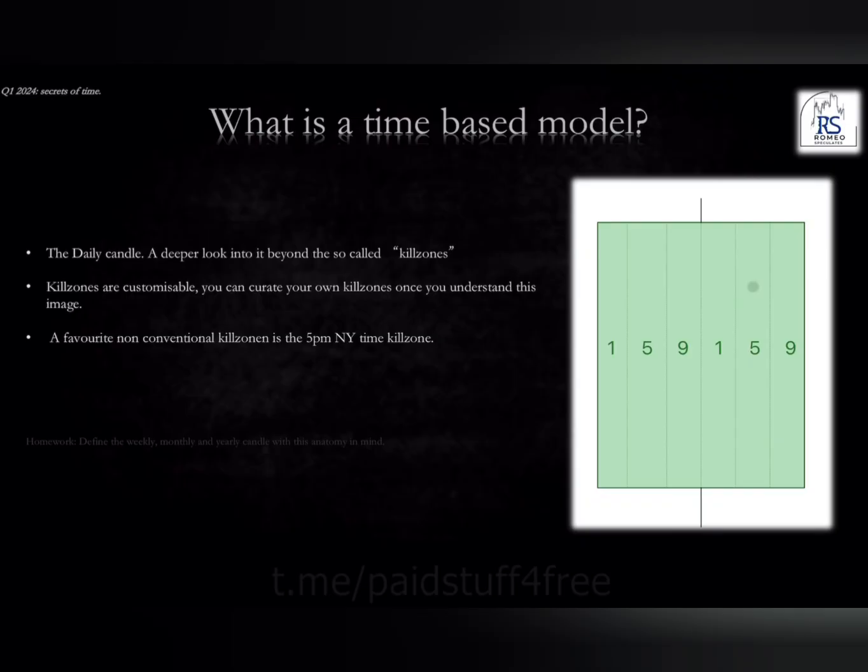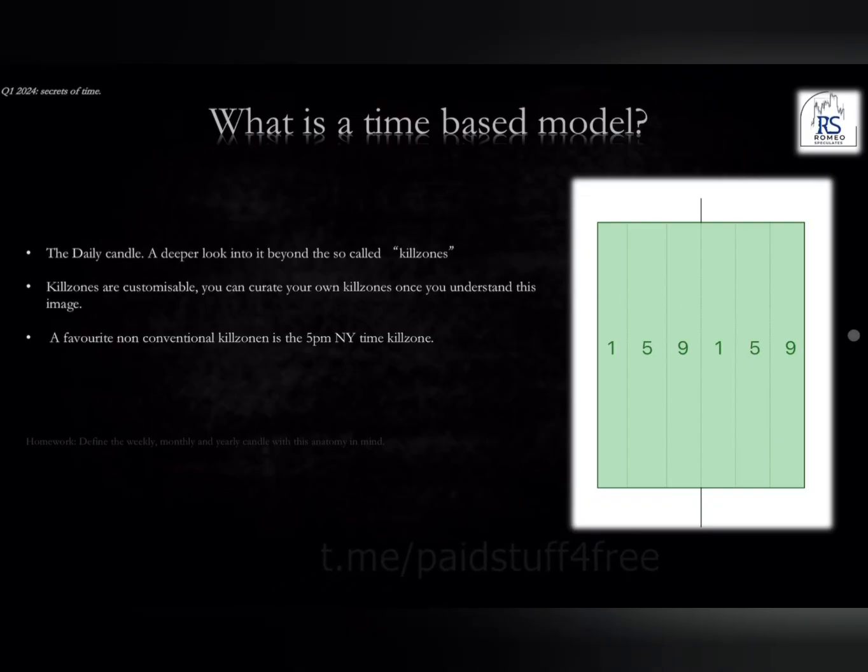Now the plug aside, 159, 159 is what shapes the daily candle. Once you realize this, you realize that kill zones are customizable. Right? You can curate your own kill zones once you understand this image. As soon as you understand what this means, then you've already made a lot of progress in understanding the open, high, low, and close, more than the average Twitter follower or even some of the public group members. Most of them, you've advanced over them as soon as you understand this image.